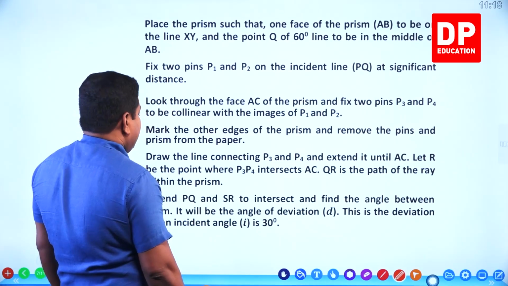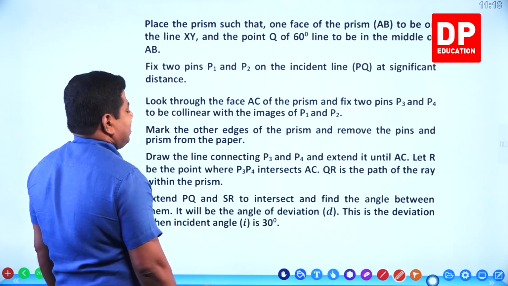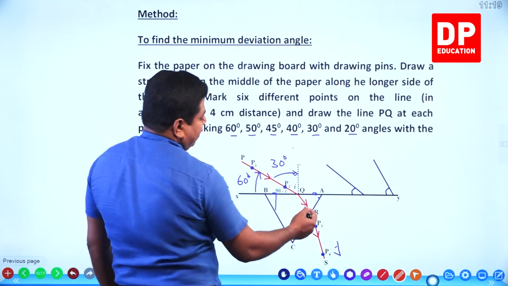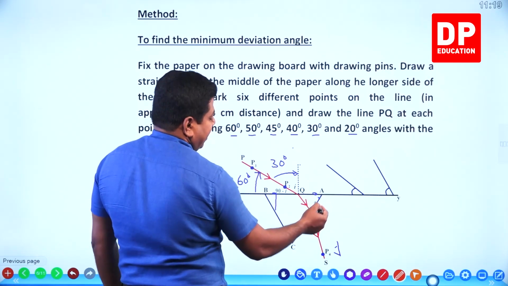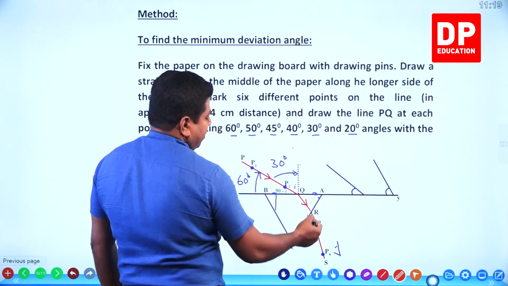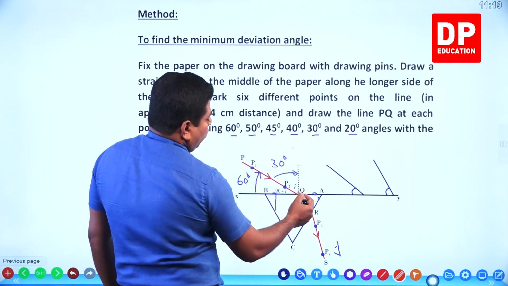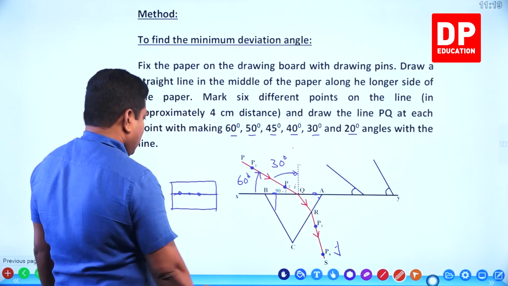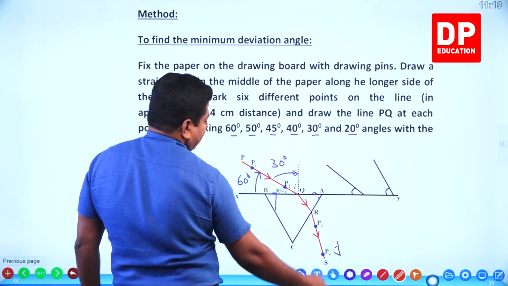Extend it until AC. Let R be the point where P3, P4 intersects AC. QR is the path of the ray within the prism. Extend it. See where this line intersects the face of the prism. That is R. Let's mark it as R. Q we have already marked. QR must be the refracted ray's path. RS, if I mark this point as S, that's the emergent ray.